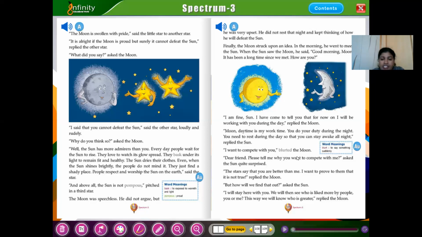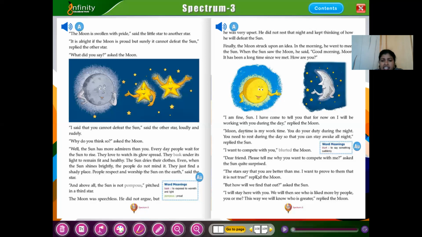Listening to this, the sun, quite surprised, asked, "Dear friend, please tell me why you want to compete with me." The moon said he wanted to compete because he wanted to work in the daytime. So the sun asked again, "Dear friend, why? Tell me please, why do you want to compete with me?"